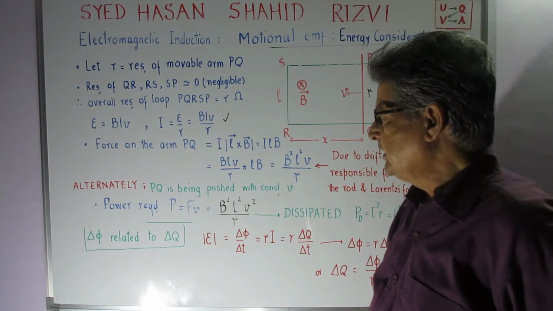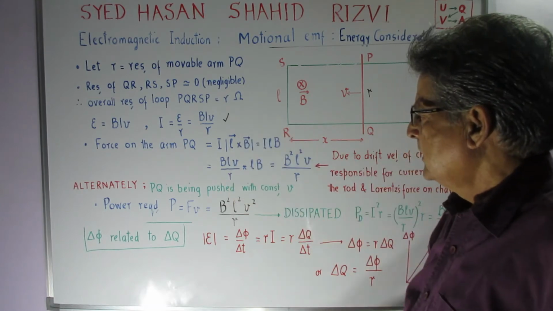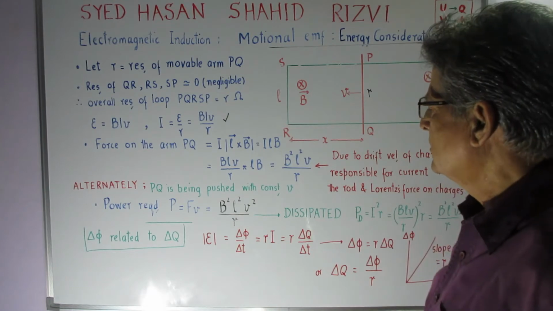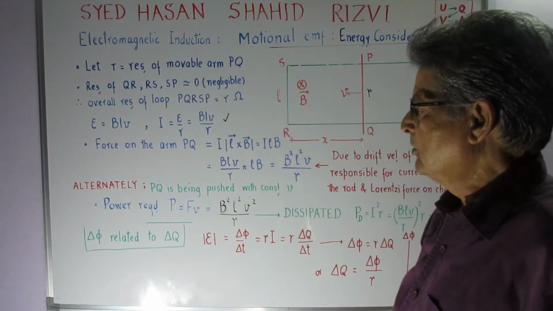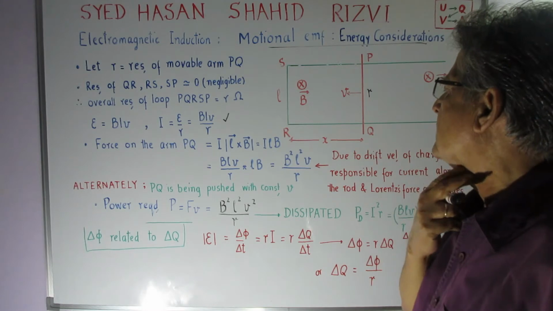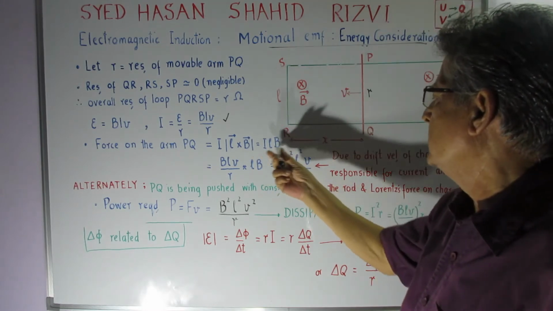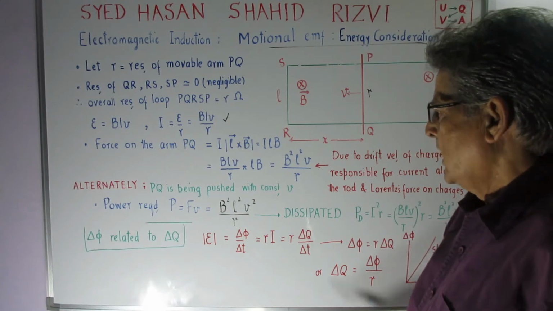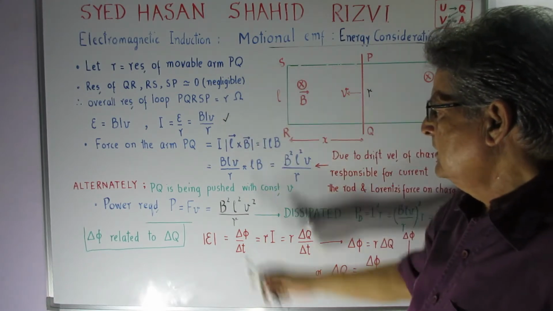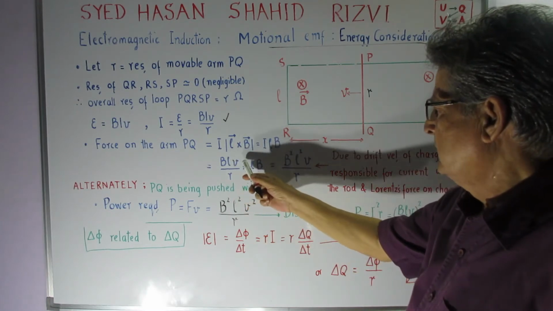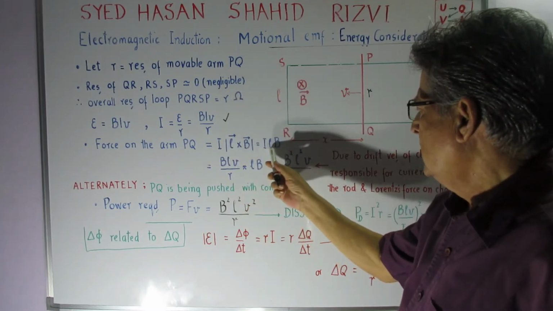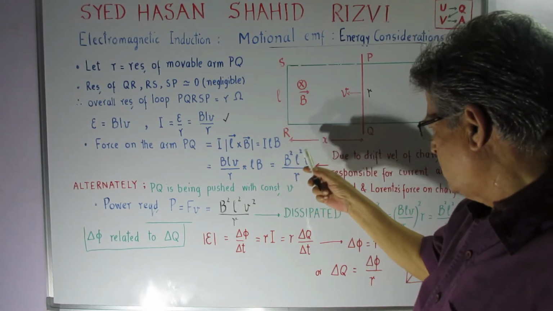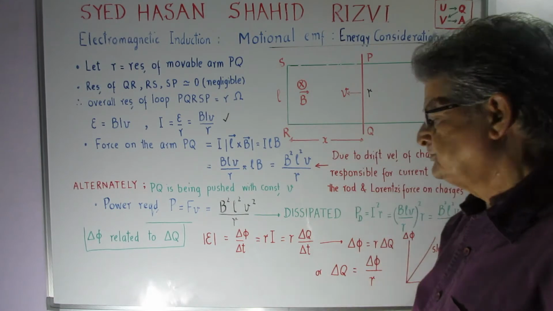That force, when the current is I, is I L B sine theta, and sine theta is equal to 1. So this will become equal to I into the magnitude of L cross B, which turns out to be ILB. I substitute for the value of I from here: BLV upon r into L into B. So this turns out to be B square L square V upon r.